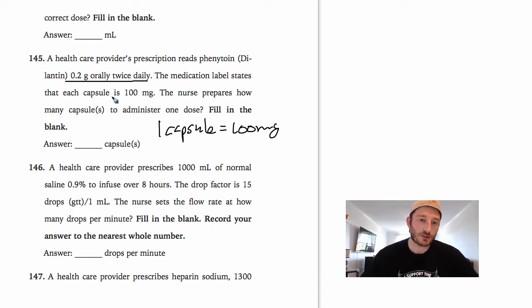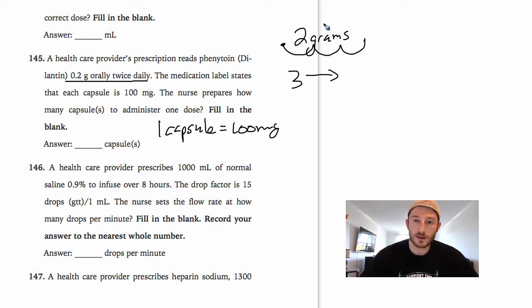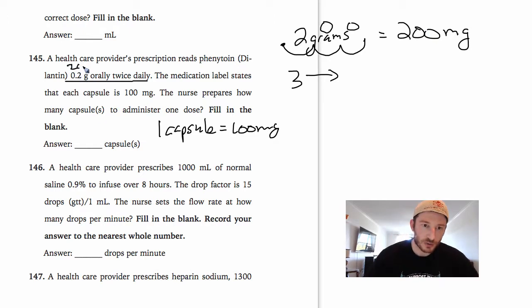So the only issue I really see here is the 0.2 grams. So let's convert into milligrams. 0.2 grams. How did I say to do it on the last problem? 1, 2, 3. You go 3 to the right. You put zeros in there. So 0.2 grams is the same thing as 200 milligrams. So they really want 200 milligrams orally 2 times a day.